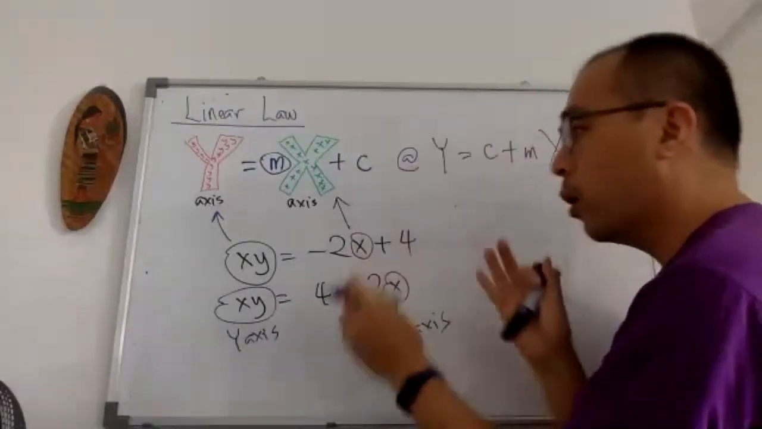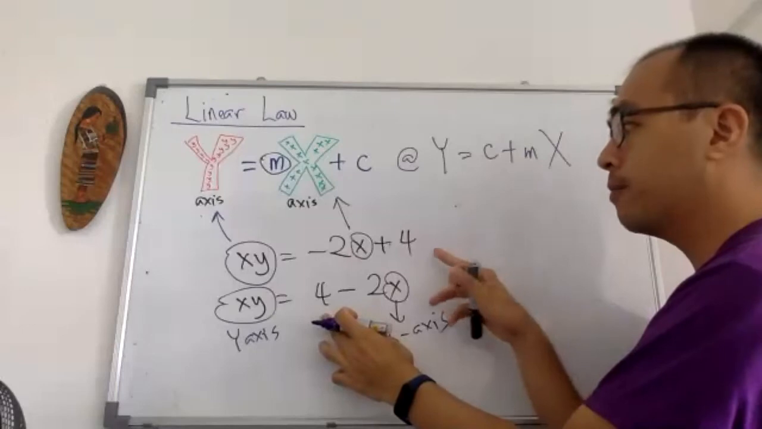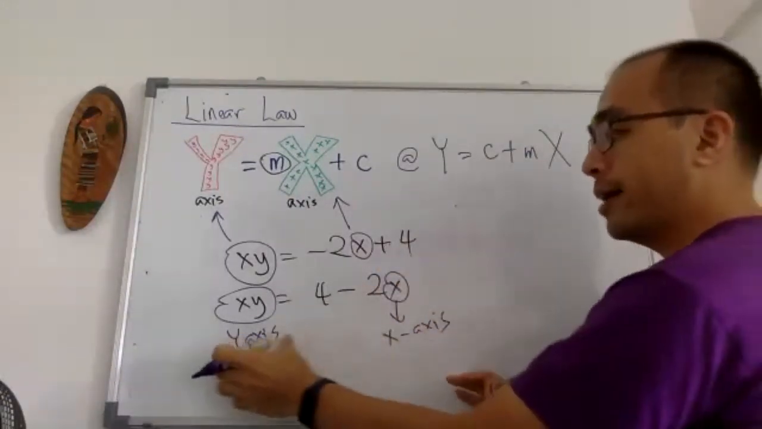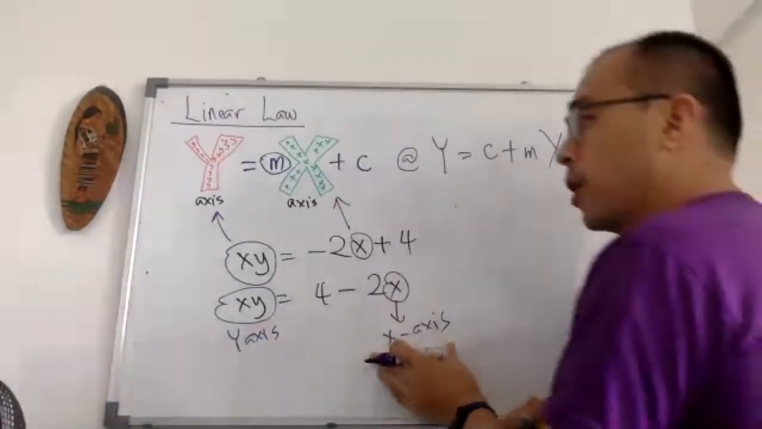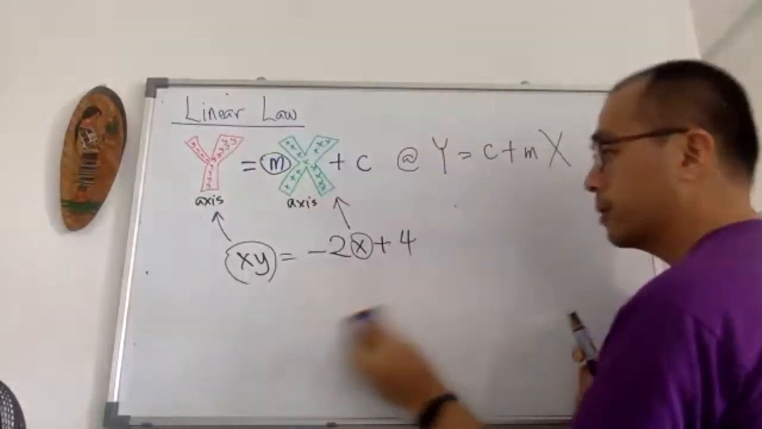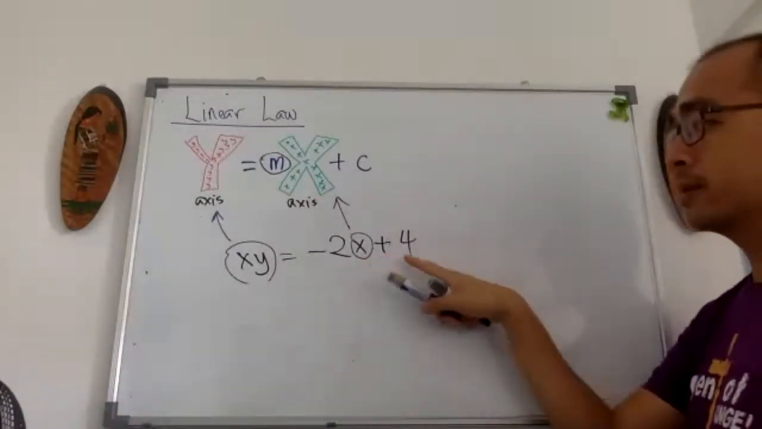Just remember, must the first number be the gradient? No, not necessary. The first number can be the c, depending on how you arrange. It's always more important to identify the two axes. So coming back to this equation, let's talk about this equation first: xy equals minus 2x plus 4.